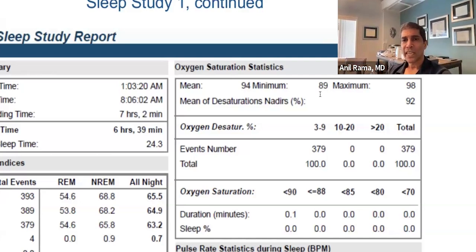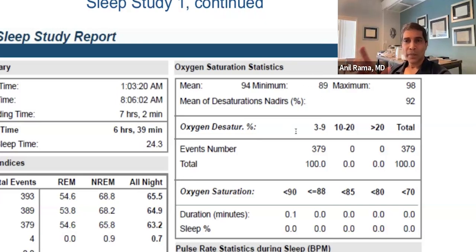The minimum oxygen is 89%. Now, what I think is that when your oxygen drops down to 89 and above, it's a mild drop. When it drops to between 80 and 88, it's more moderate. And when it drops below 80, it's severe. That's just my personal criteria, right? So this is a little strange. This person has severe sleep apnea, but only a drop in oxygen down to 89%.